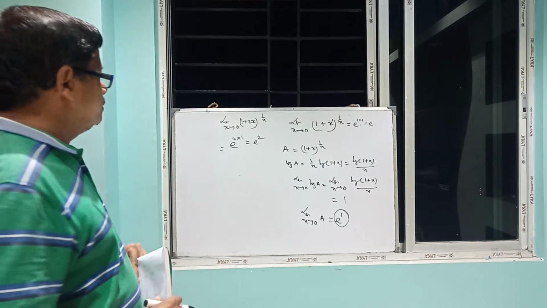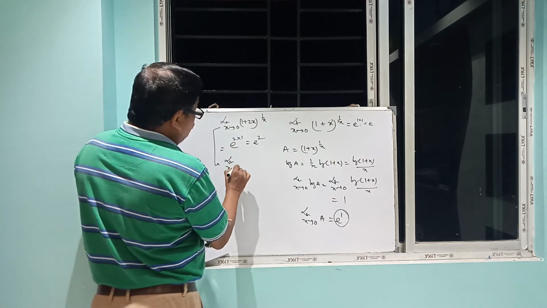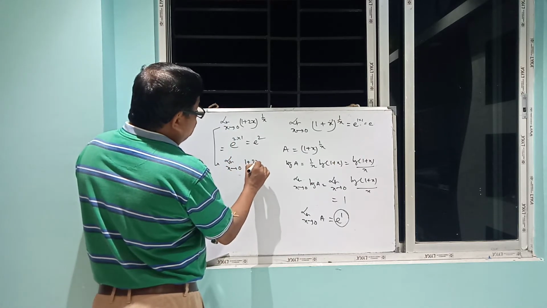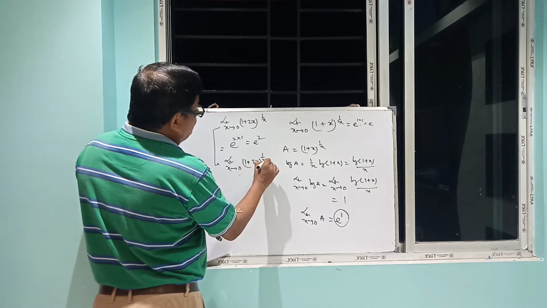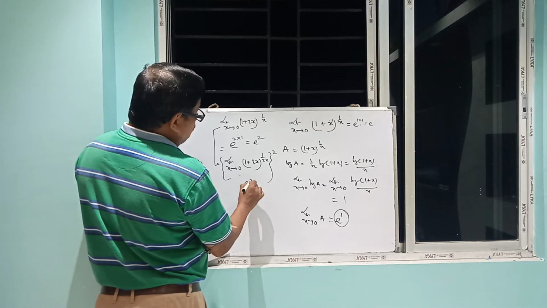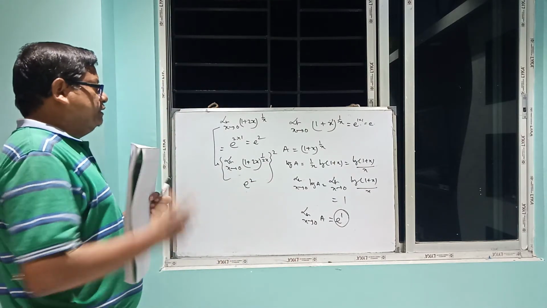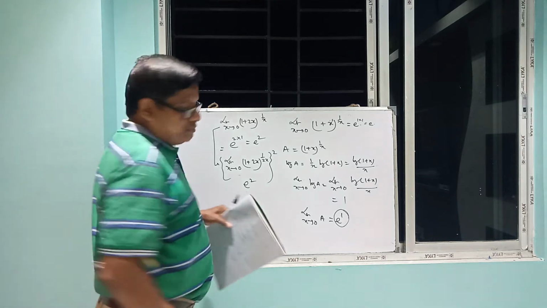Okay. So this one you can write now. See? Limit x tends to 0, according to this formula, 1 plus 2x, or 1 by 2x, you can write 2, this is e, e square. Understood? Again, I'm showing the sum, look at here.